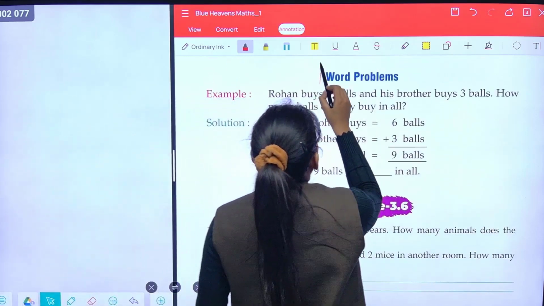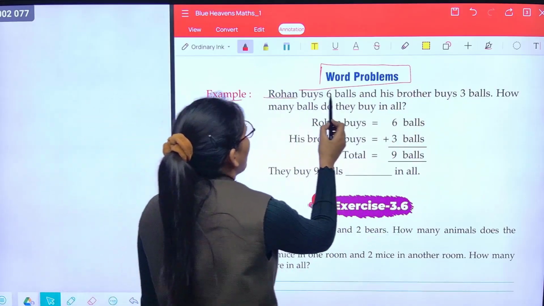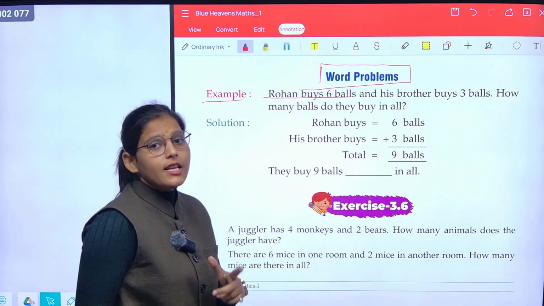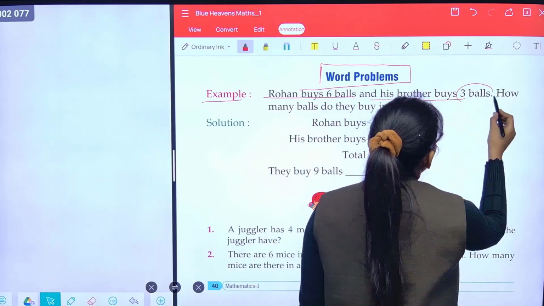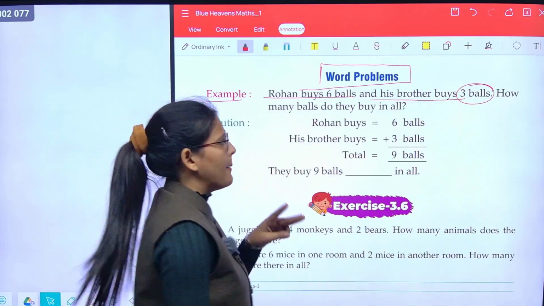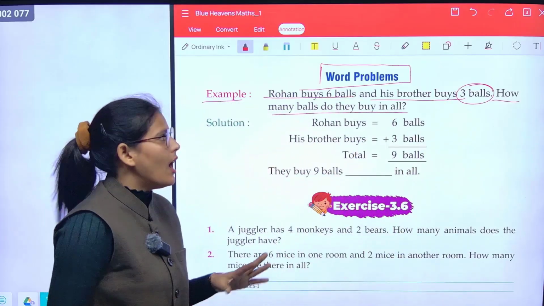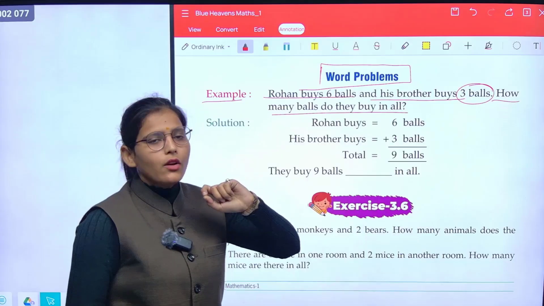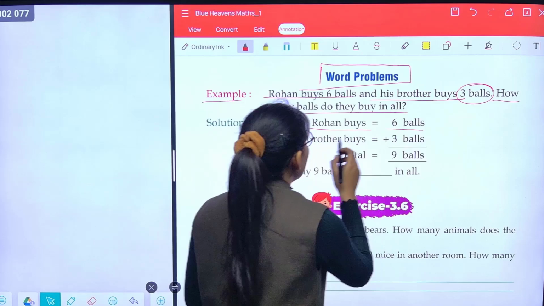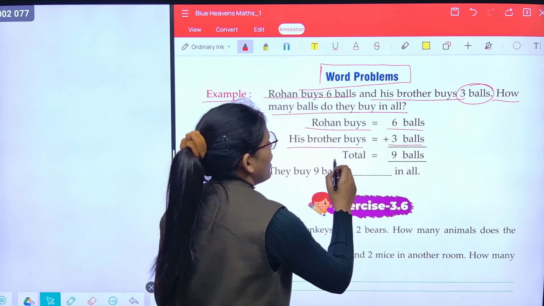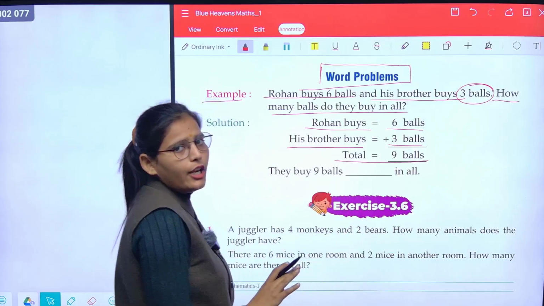Now class, come on word problems. Now class, example: Rohan buys 6 balls, and his brother buys 3 balls. How many balls do they buy in all? Class, how many balls did the two of them buy? Rohan buys 6 balls. His brother buys 3 balls. Total balls, 9 balls. They buy 9 balls in all.